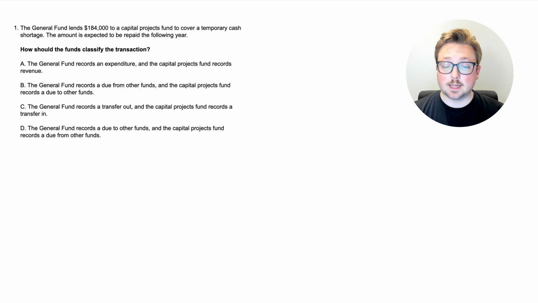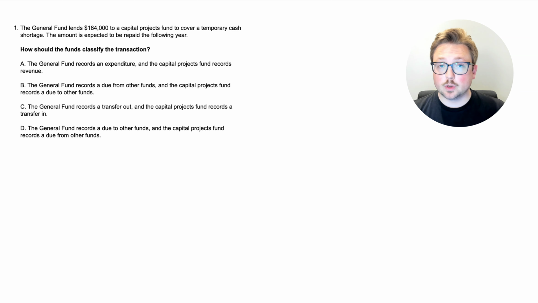How should the funds classify the transaction? Let's go up to the top. The general fund lends $184,000 to a capital projects fund to cover a temporary cash shortage. The amount is expected to be repaid the following year. So again, how are the funds going to classify the transaction?